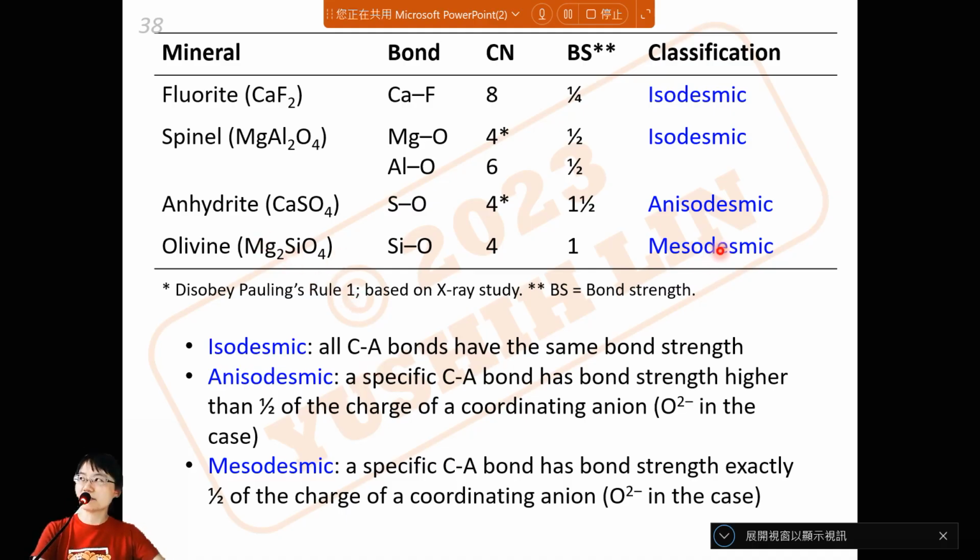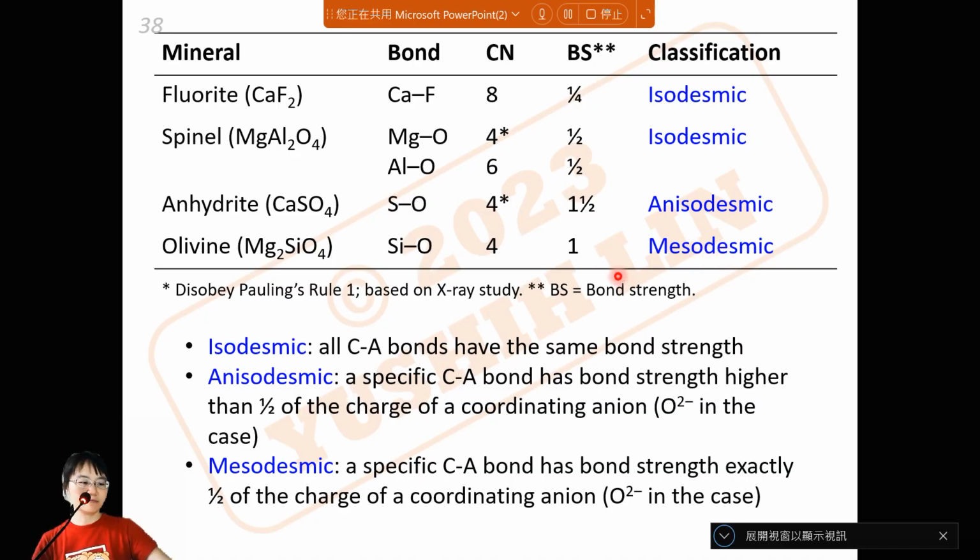Lastly, mesodesmic. A specific cation anion bond has bond strength exactly half of the charge of a coordinating anion. Again, in this case, oxygen. If you look at the silica here, it has a charge of 4 plus. 4 divided by 4 will be 1. Exactly half of the charge of oxygen. So this mineral is mesodesmic.